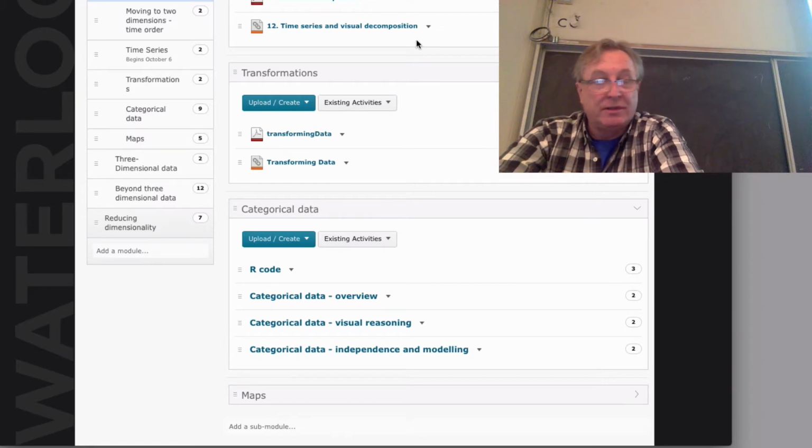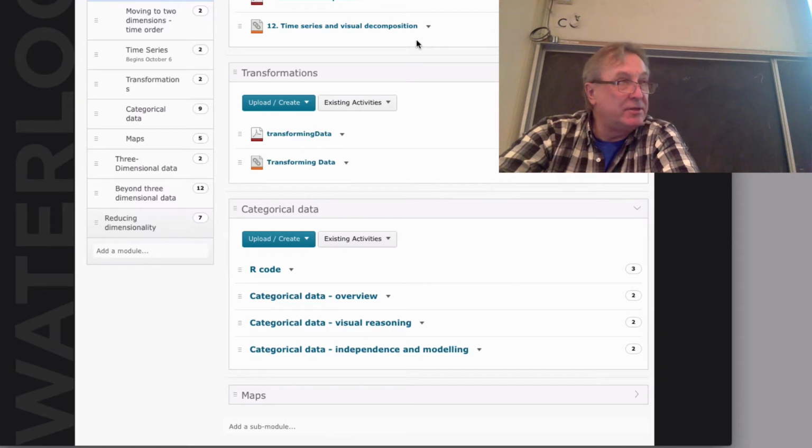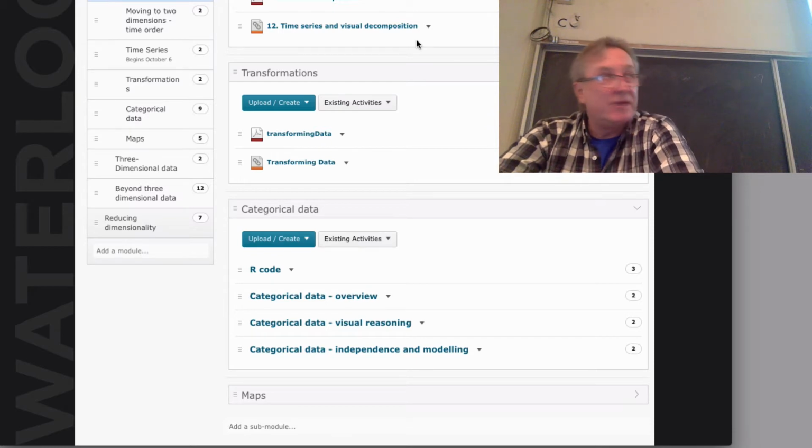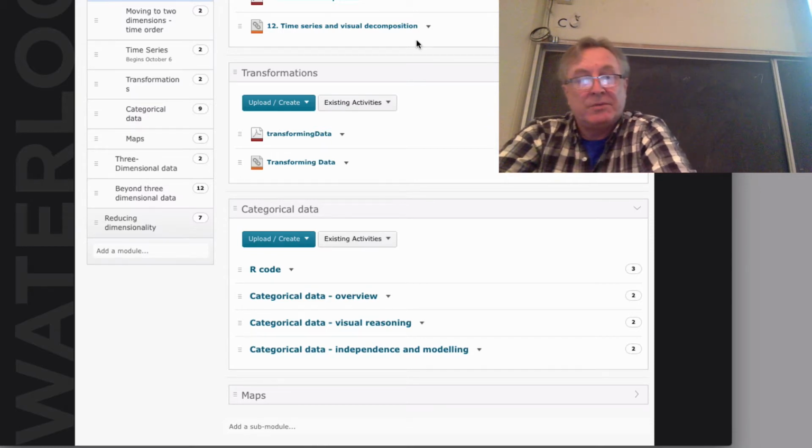And then categorical data, we spent some time talking about different graphics for categorical data, looking at everything from pie charts to bar plots to icosograms to mosaic plots. And what are the differences and common things between them?